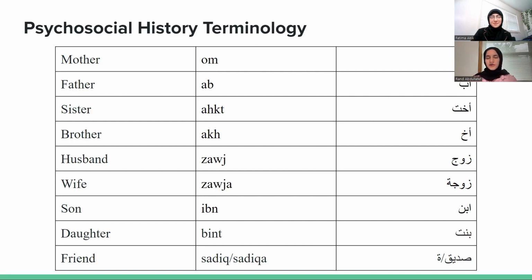So mother is... father eb, sister ukhut, brother akh, husband is zawj, wife zawja, and here you can see basically the spouse is the same word, but the wife gets a little bit of an eh sound at the end. So zawj for husband, zawja for wife. Son is ibn, daughter is bint, friend, if it's a male friend, then you say sadiq, and if it's a female friend, you say sadiqa.